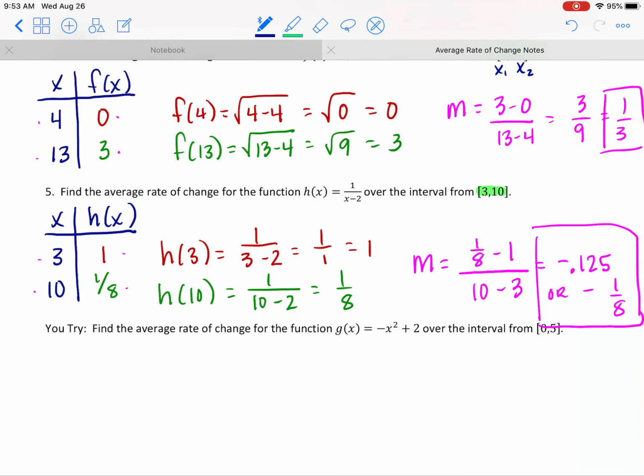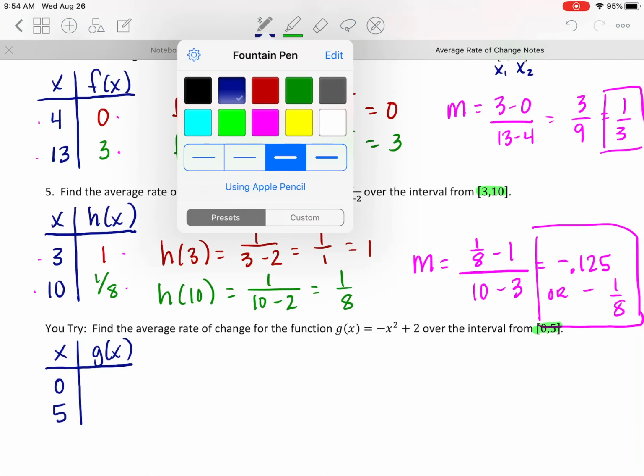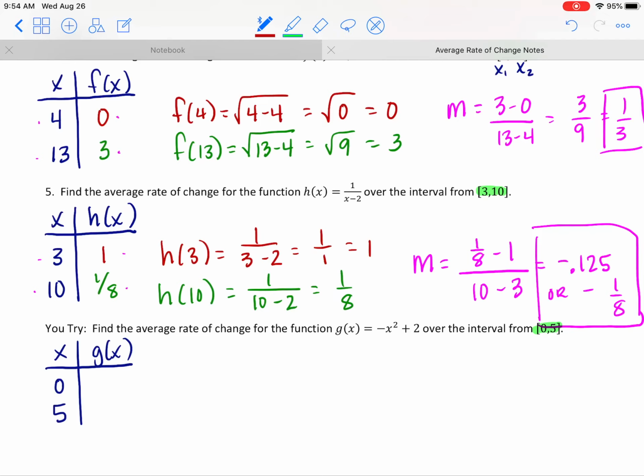Otherwise, let's see. We have g of x, a quadratic function, and here's going to be our little table. We know from this interval that we have to plug in an x value of 0 and an x value of 5 to see what y values or outputs correspond with those x's. So let's find g of 0. G of 0 is going to be negative 0 squared plus 2. Well, the negative 0 squared part's going to zero out, so we're just left with 2 there.